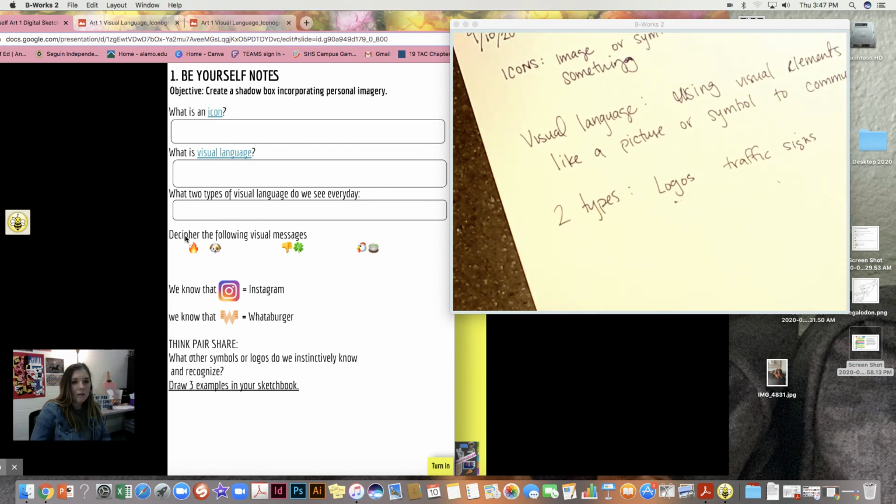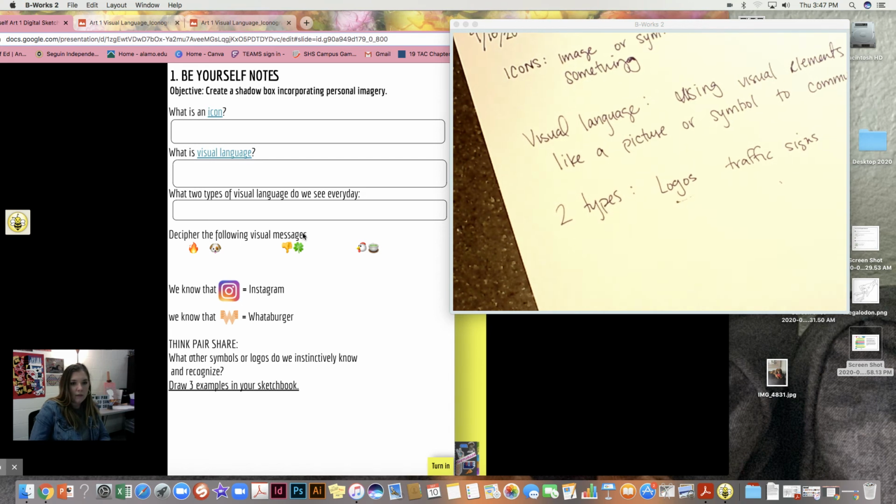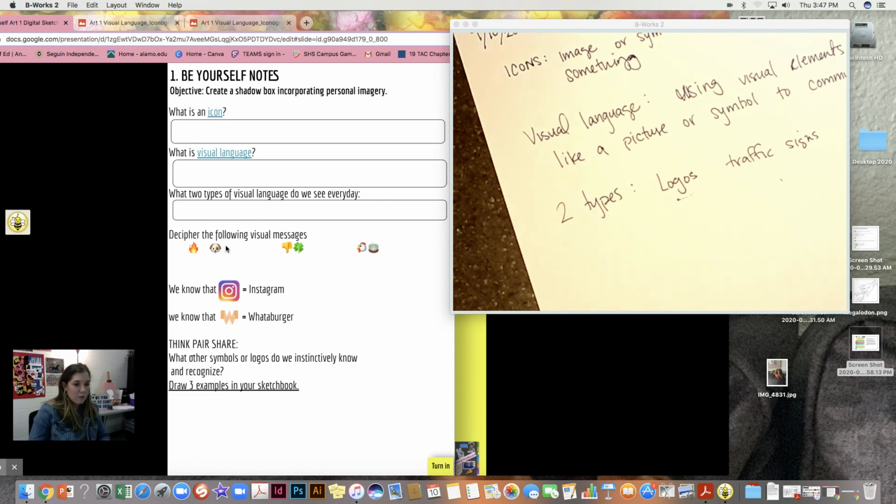And then underneath that, I want you to decipher the following visual messages. So I made some emoji messages for you guys. And I want you to try to decipher what I mean with this emoji and this emoji. What is this word? And then these are just two examples. Like you see this icon for Instagram and you know instinctively, oh, that's the Instagram logo. It's the same with Whataburger. You see that orange W and you're like, ooh, I could have a good meal.